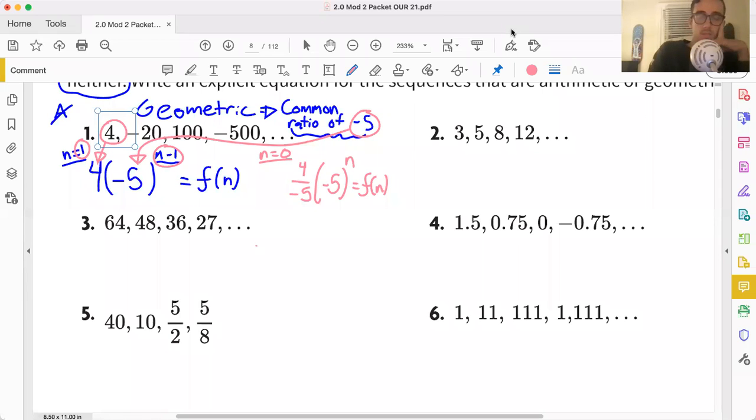Take a moment, look at all 6 of these and think, are they going to be arithmetic or geometric? Take a moment, pause the video, try these, and you don't need to get the equations just yet, but just think, are these going to be arithmetic or geometric?